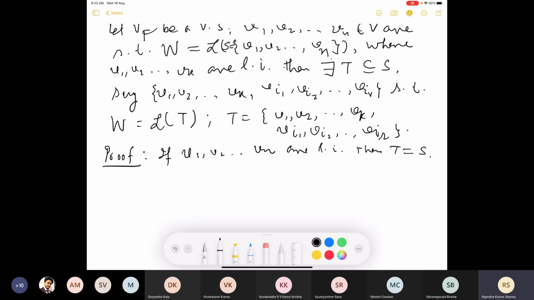Okay, suppose that is not the case. So in that case, what we have is that V1, V2, Vk are linearly independent. So suppose V1, V2, say Vn are linearly independent. Now, out of these V1, V2, and say Vk, these are linearly independent.